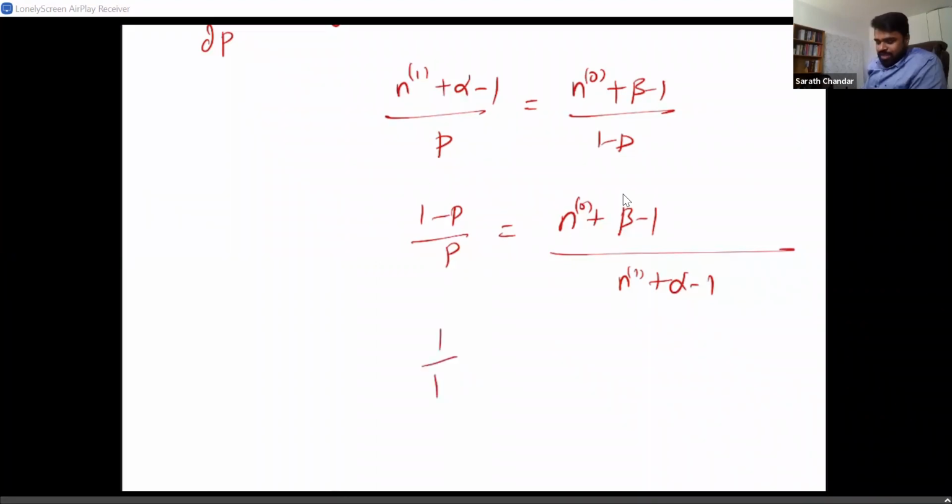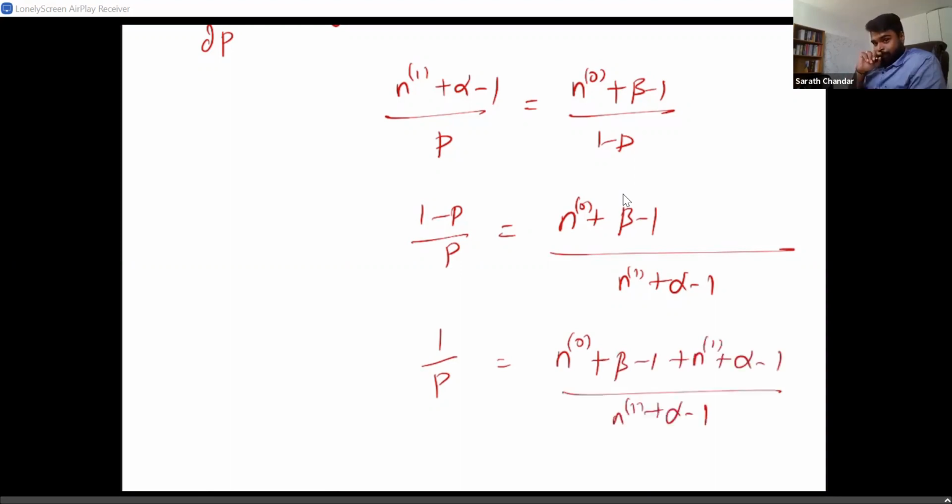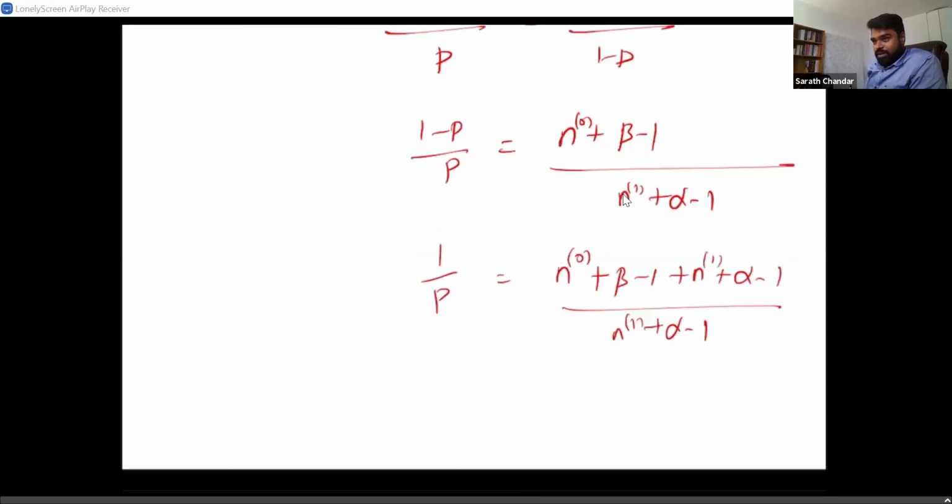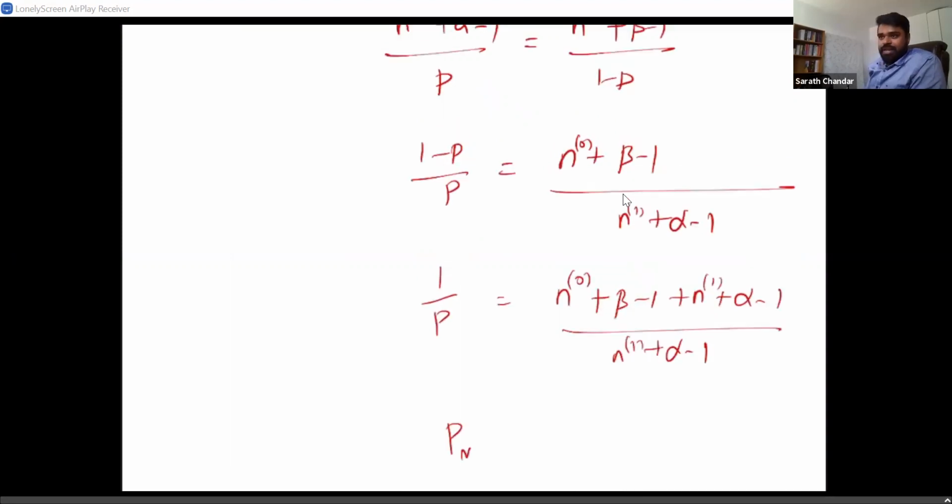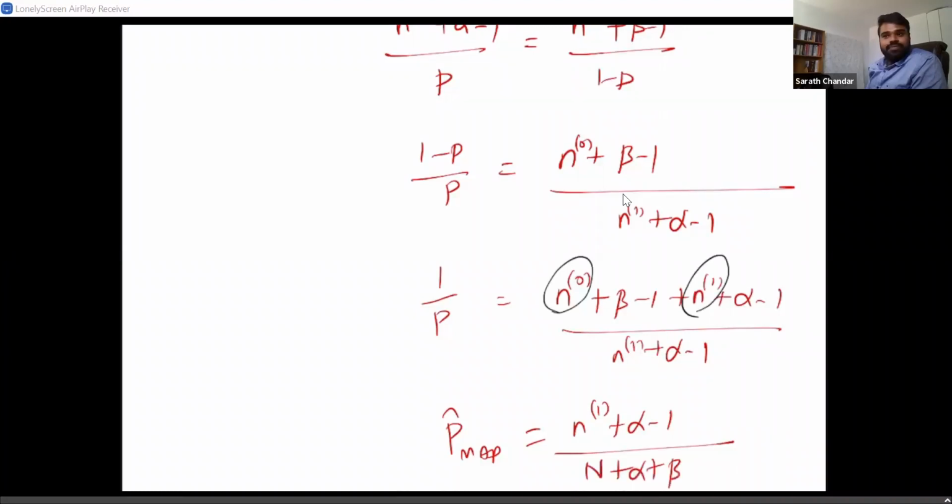Now 1/p - 1 is equal to this. So I'm going to take the minus 1 to the other side, it becomes plus 1. So it becomes (n0 + beta - 1 + n1 + alpha - 1) divided by (n1 + alpha - 1). Now the p MAP estimate is given by (n1 + alpha - 1) divided by, if I just sum these two things, I get capital N. So N + alpha + beta - 2. This is the formula for MAP estimation.